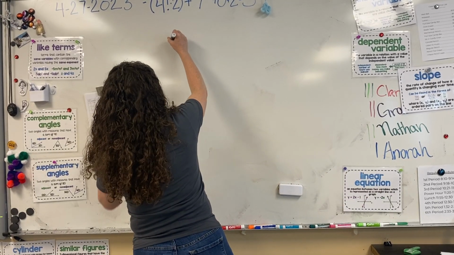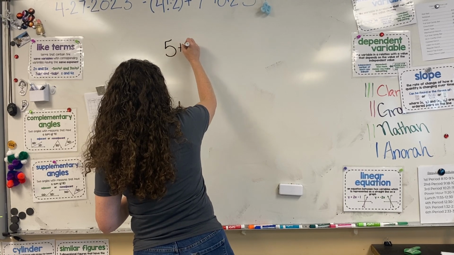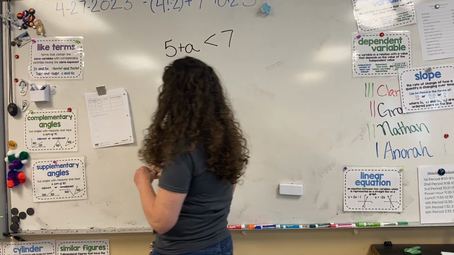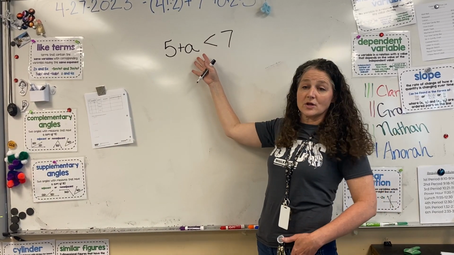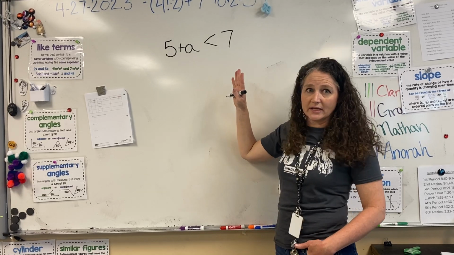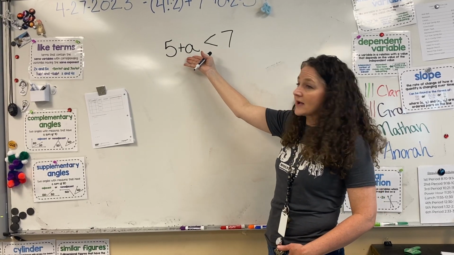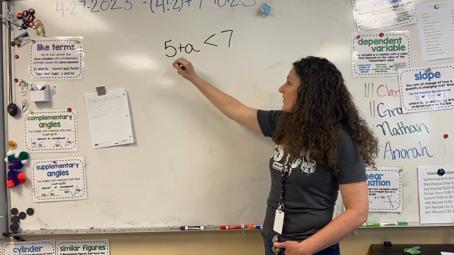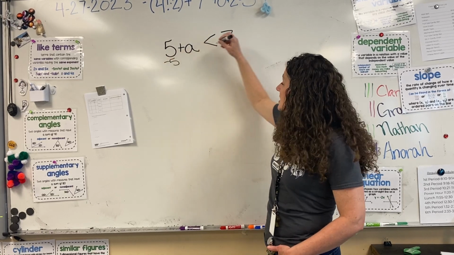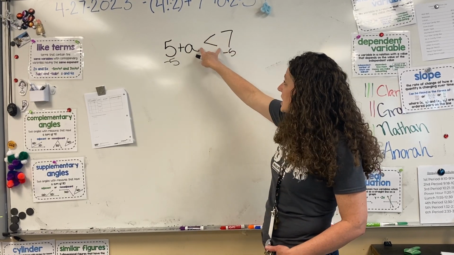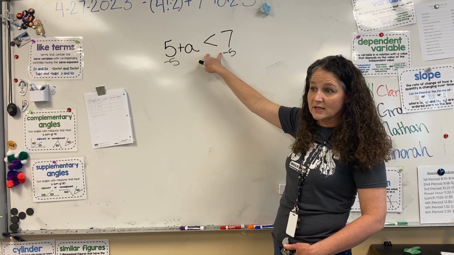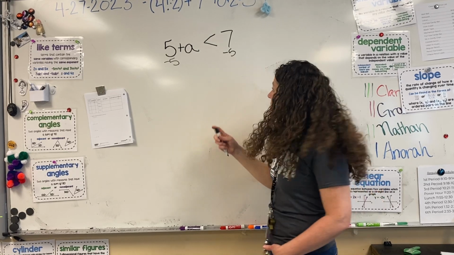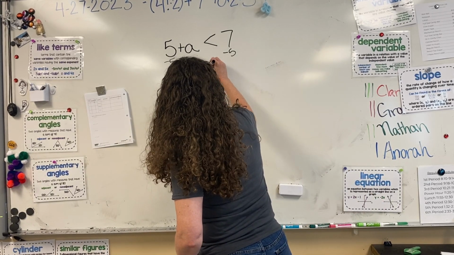So we have 5 plus A is less than 7. I care about A. What does A look like, right? So how do I get this A alone? What do we do? Subtract 5. So we subtract 5. If I subtract 5, is that going to change the direction of my inequality sign? No. What if I multiplied by negative 5? Yeah, then it does. Okay. So I end up with A is less than 2.